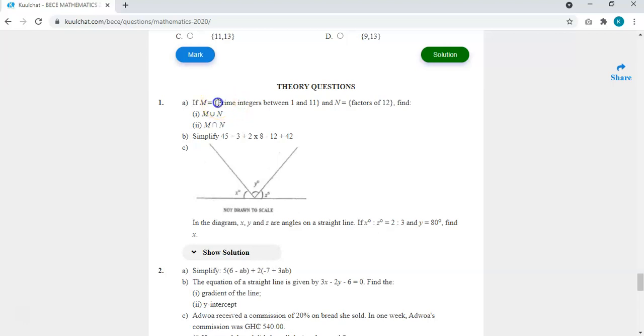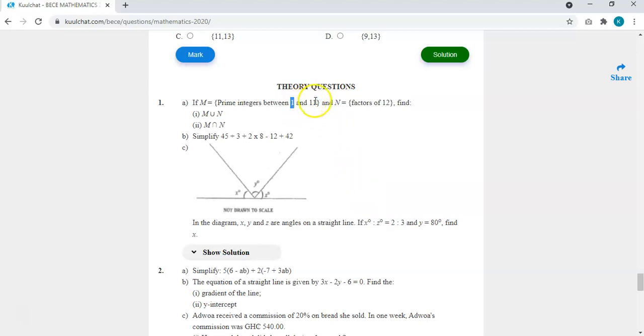Okay, but this question says that the integer is between 1 and 11. Now, when it says between, it is not inclusive. For example, if you have a car parked between a red and a yellow car, and I say your car is parked between the red and the yellow car, it doesn't mean that the red car is yours and the yellow car is yours. No, it means that it's just between them. So if they say M is between this, it means the beginning and the end are not part of the list. So you should take note of it so that you don't get confused.